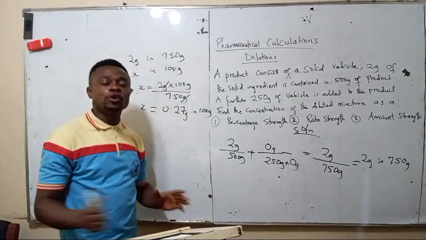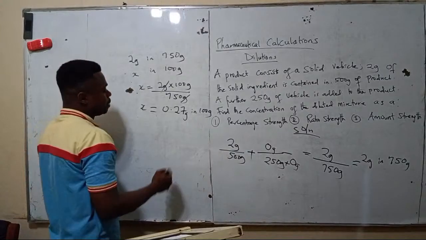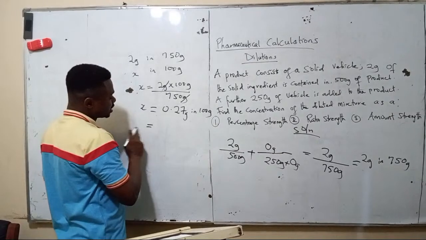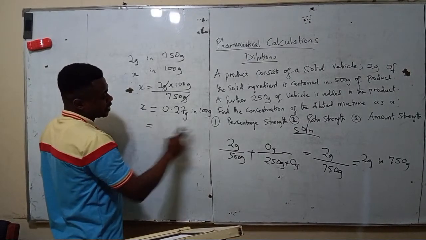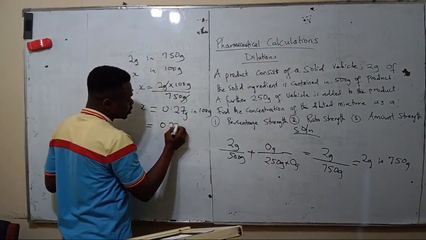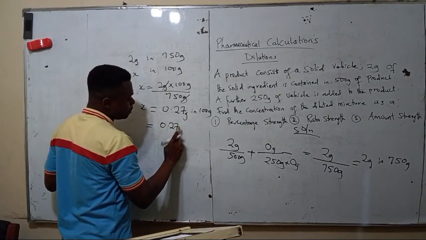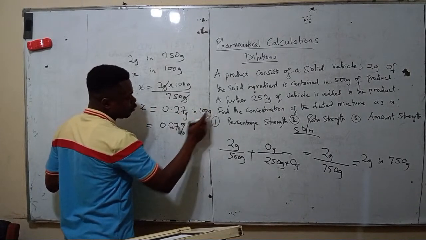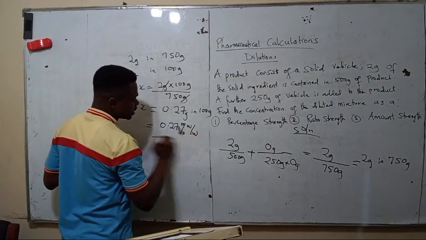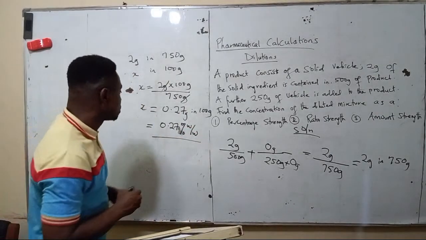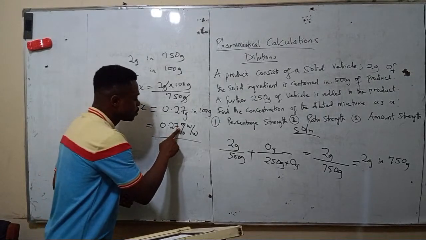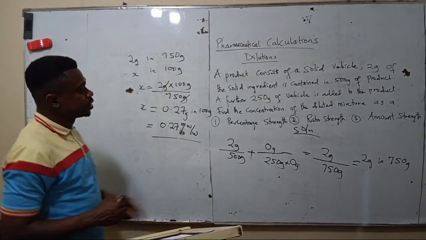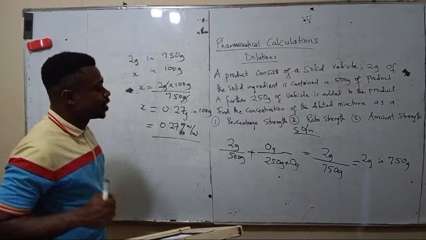So if you now want to put it in percentage notation, the percentage strength is now equal to 0.27%. This gram and gram will turn to weight in weight. So the percentage strength is 0.27% weight in weight. Now, number 2 says the ratio strength.